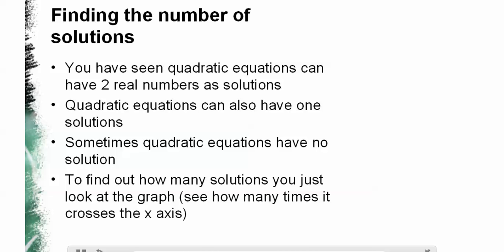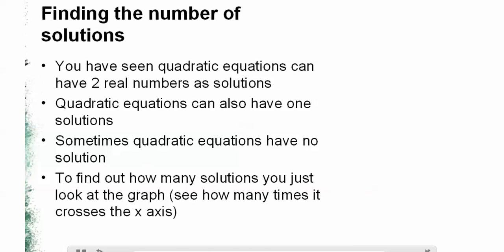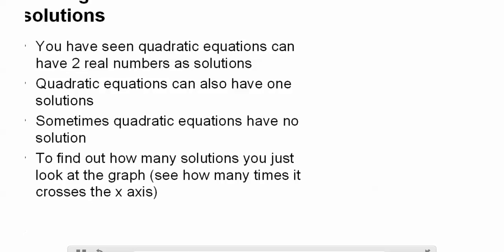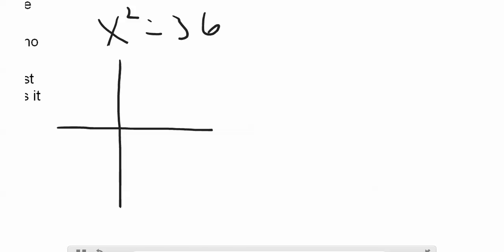To find this out, you need to just look at the graph. That is, where it crosses the x-axis. Okay, so let's move this out of the way a little bit here. And let's look at something like, how about a simple one like x squared equals 36. If you're thinking graphically, one side, this x squared, this guy right here, is a parabola that crosses at 0, 0, and it goes up.